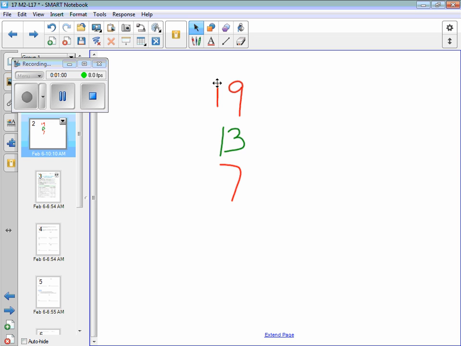What makes a prime number a prime number? What is the definition of a prime number? Okay, the definition of a prime number is that no other number goes into that number, except for what? One and itself. So for 19, the only numbers that go into it are 1 and 19, 1 and itself. 13 would be 1 and 13, and 7 would be 1 and 7.